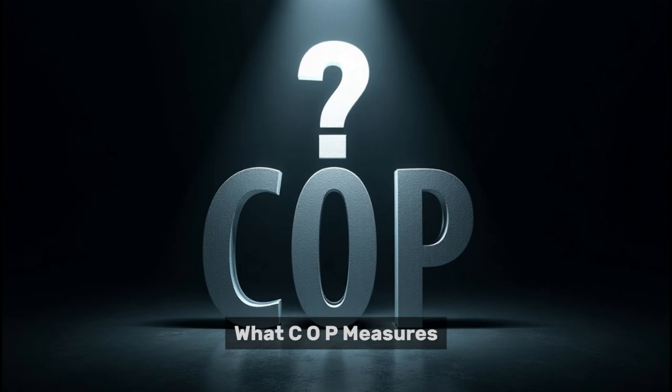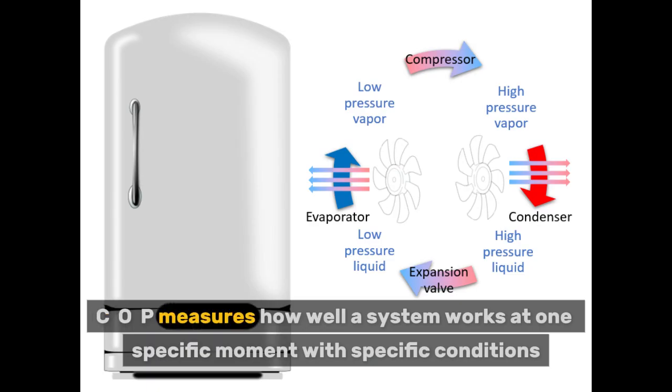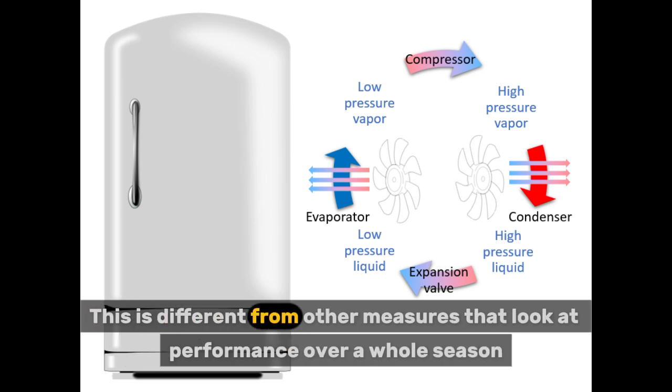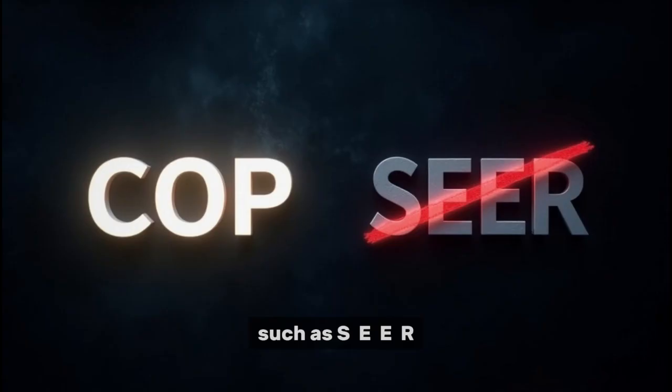What COP measures. COP measures how well a system works at one specific moment with specific conditions. This is different from other measures that look at performance over a whole season, such as SEER, seasonal energy efficiency ratio. COP is useful for comparing different systems when they work under the same conditions.